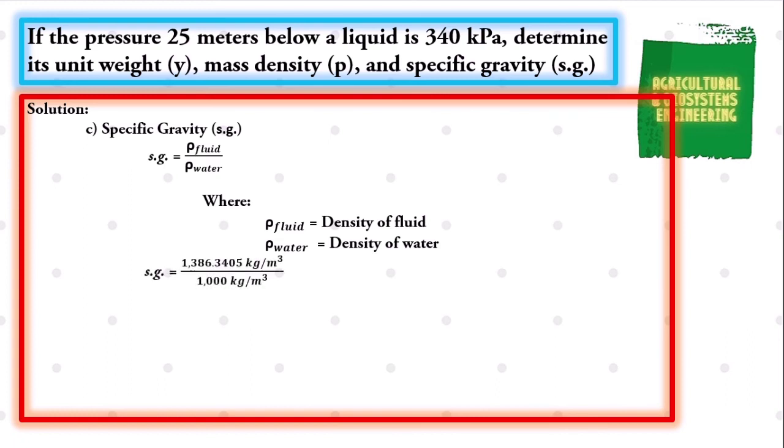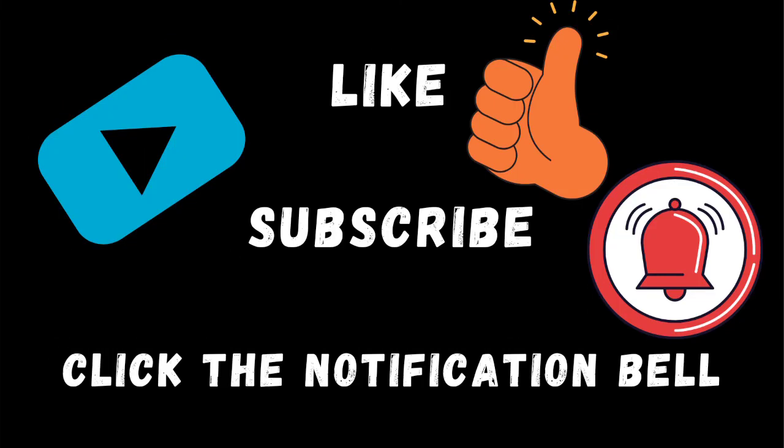We substitute values and we have specific gravity is equal to the quotient of 1386.3405 kg per cubic meter all over 1000 kg per cubic meter. We simply divide and we have a final value for our specific gravity to be 1.39. That is now the solution to our problem.